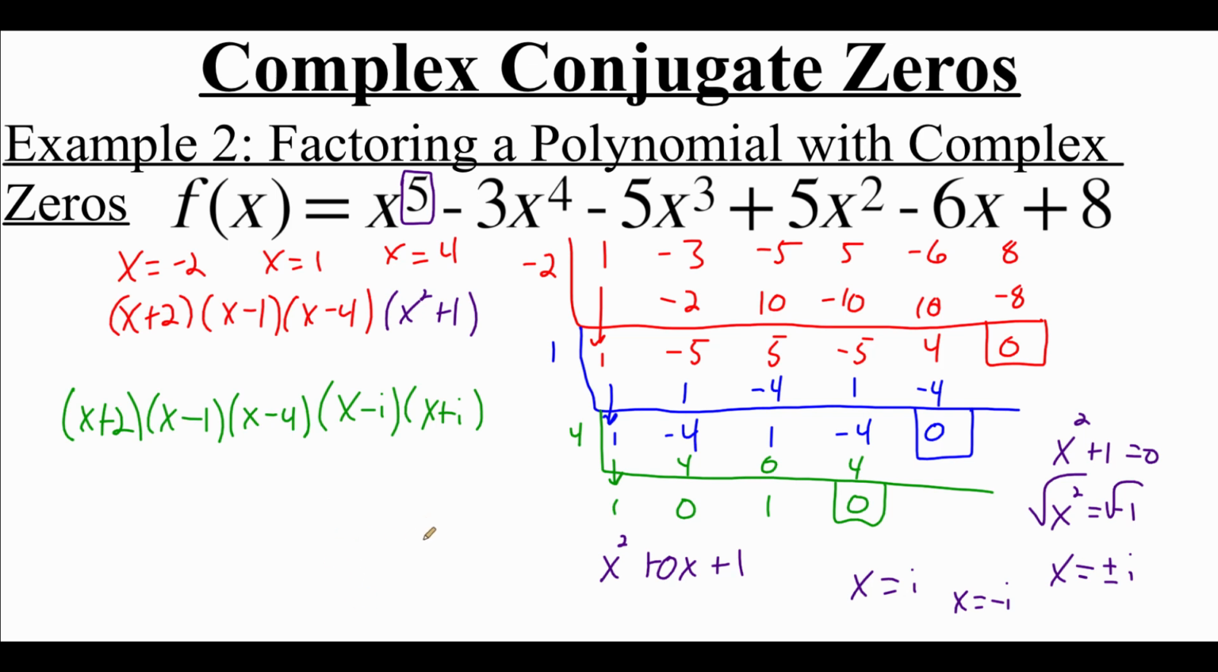So the complete list of factors for this quintic polynomial are x plus 2, x minus 1, x minus 4, x minus i, and x plus i.